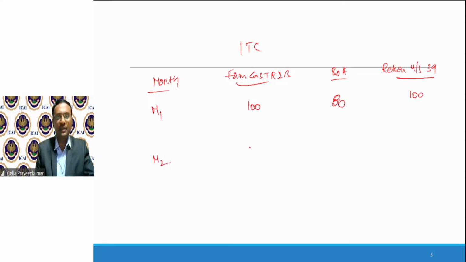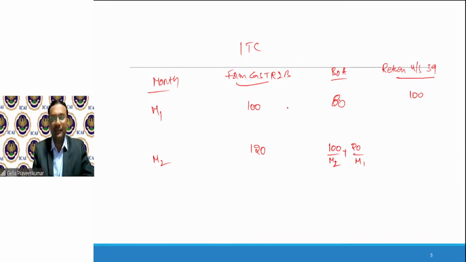Month 2. My GSTR-3B shows 120. In books of accounts, I have accounted 100 rupees pertaining to month 2 and 20 rupees pertaining to month 1. Total 120 I have accounted. This gap of 20, whatever is there in month 1, I have accounted here. While filing the GSTR return, what I have done, 120 available as per books, along with the extra 20 that is available. Say 140 I have availed in GSTR 9.